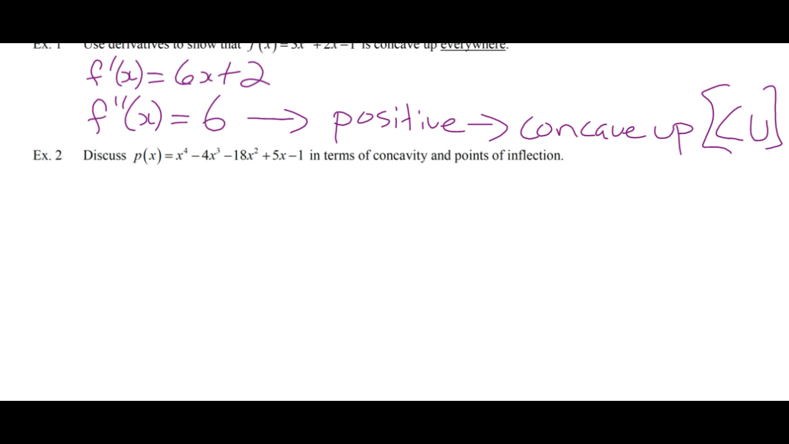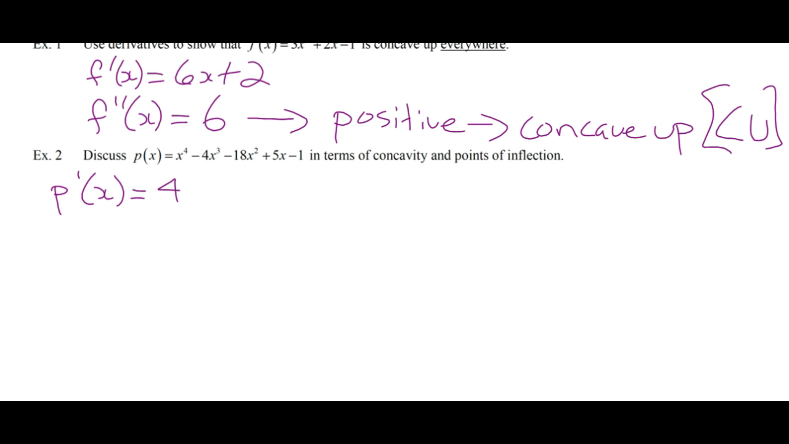Discuss p of x is x to the fourth minus 4x cubed minus 8 plus and so on, in terms of concavity and points of inflection. Okay, so what do we have to find? p prime of x and then p double prime of x. And then basically we're going to put everything together, and by the last example today we'll be doing curve sketching. We're going to look at everything we've covered to this point, put it all together, and draw a fairly decent sketch of this curve.